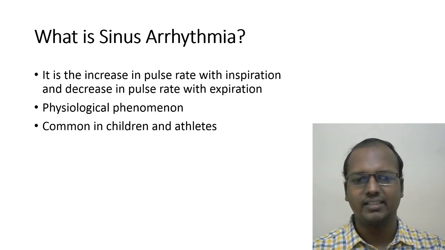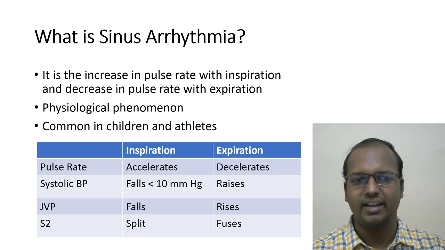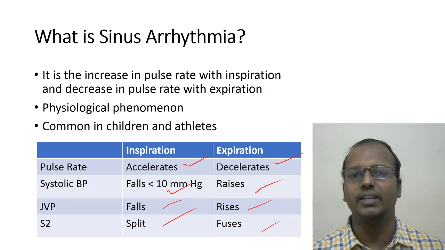As we discuss this, there was one discussion: what happens during inspiration and expiration to our BP or JVP? So I just want to recollect this here also. In inspiration, the pulse rate is accelerating; in expiration, it is decelerating. As I discussed the mechanism, the blood pressure will fall, but it is less than 10 mm of mercury. Whereas more than 10 mm fall is called pulsus paradoxus. And systolic BP rises with expiration. JVP falls with inspiration, rises with expiration.